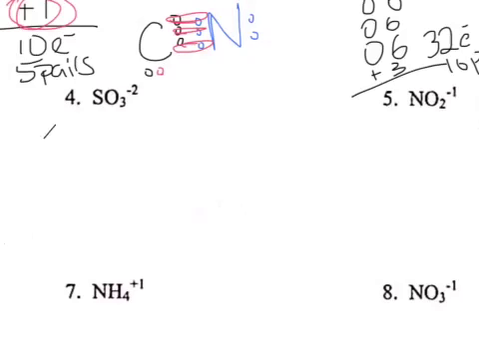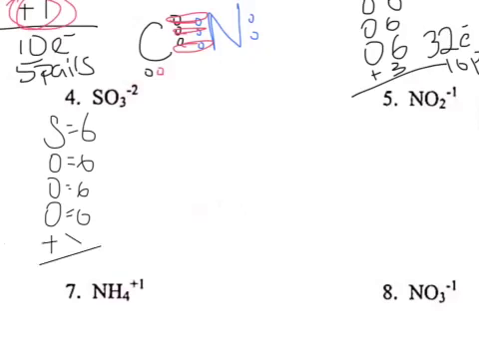Sulfur has 6 valence electrons. Oxygen, oxygen, oxygen. Again, there are 3 oxygens. So oxygen has 6 as well. And then we have an additional 2 electrons, so plus 2. 1, 2, 3, 4. 24 plus 2 is 26. So 26 total electrons. We're looking for 13 pairs.